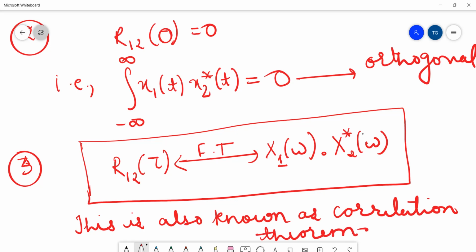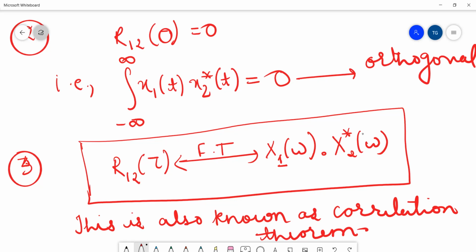So in this video, we have discussed and defined what is meant by the cross correlation of two energy signals, and we have seen three important properties of our cross correlation function of energy signals. The first one was that it exhibits conjugate symmetry. The second one was that when tau is 0, if my cross correlation function is 0, then both signals x1 of t and x2 of t are orthogonal to each other over the entire time period.